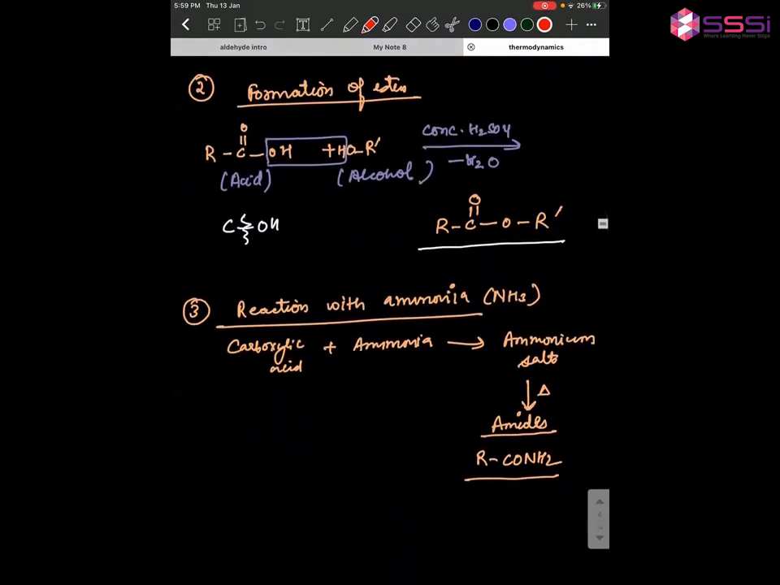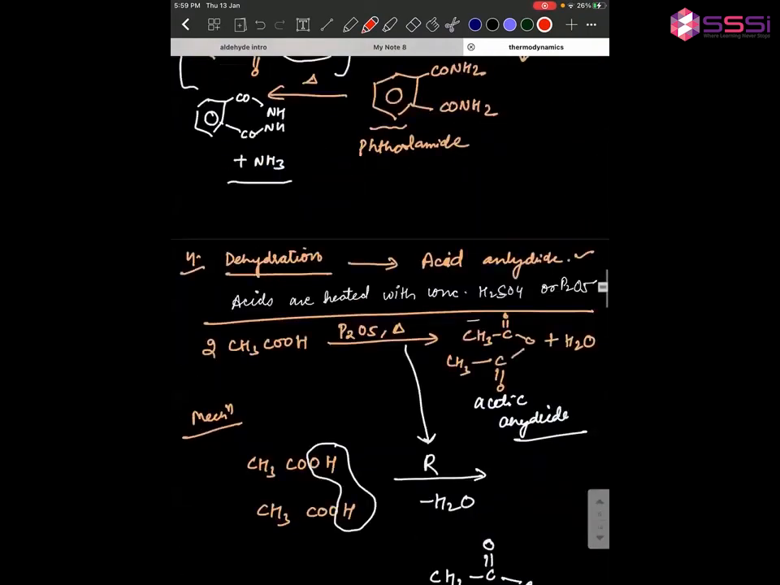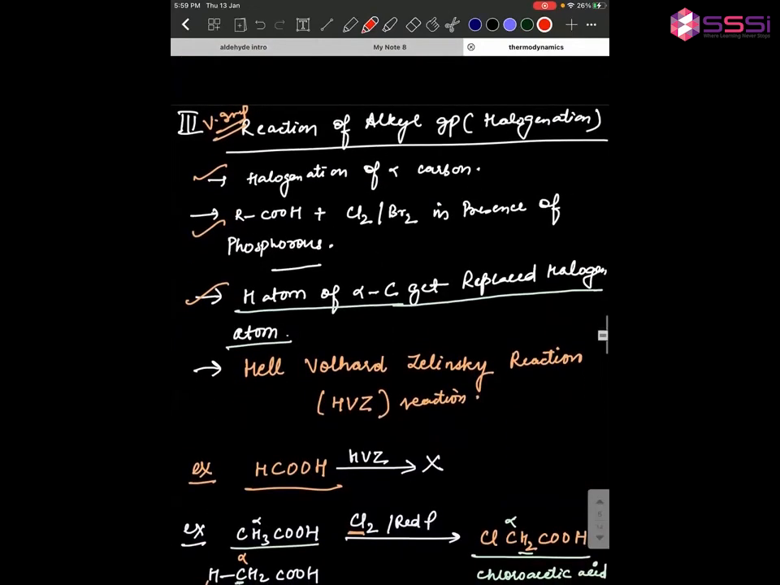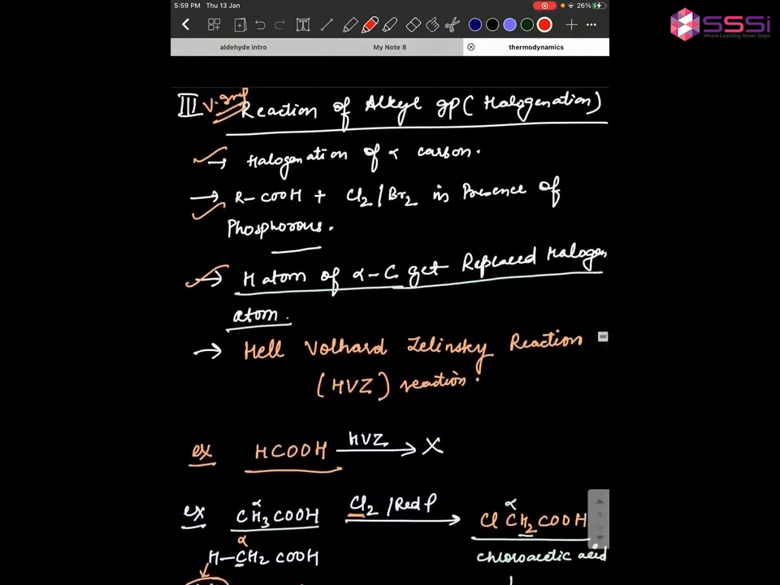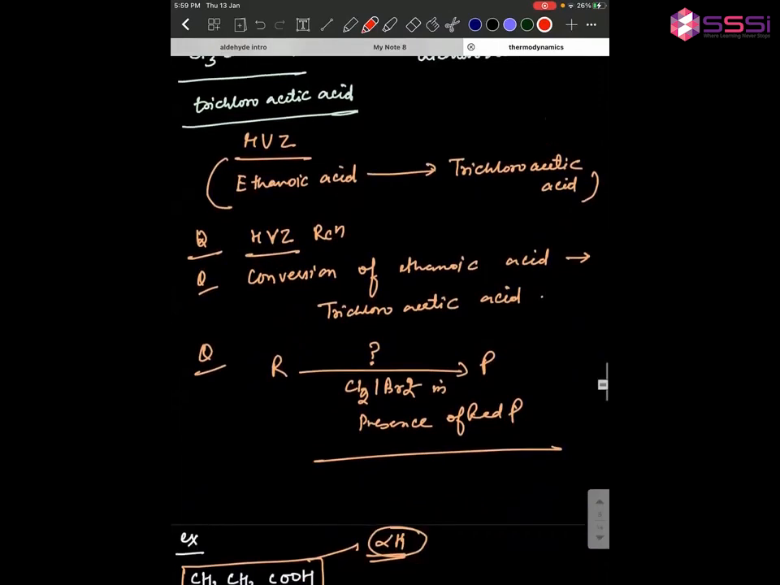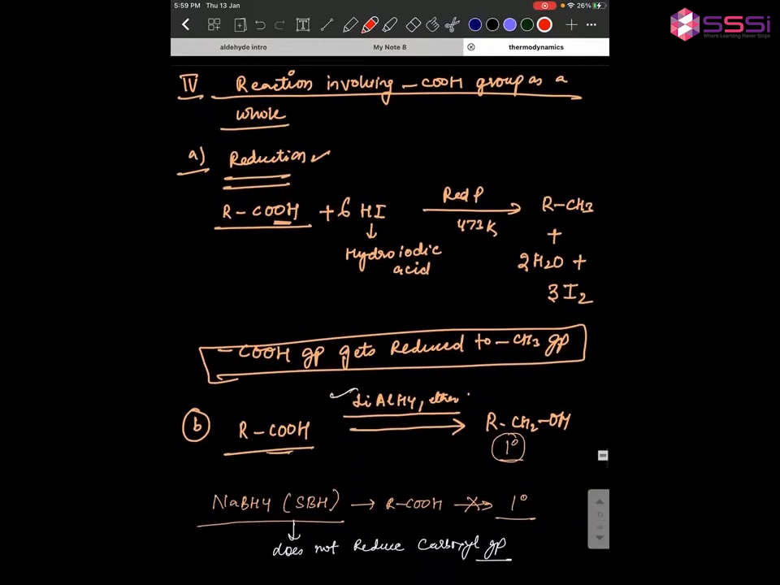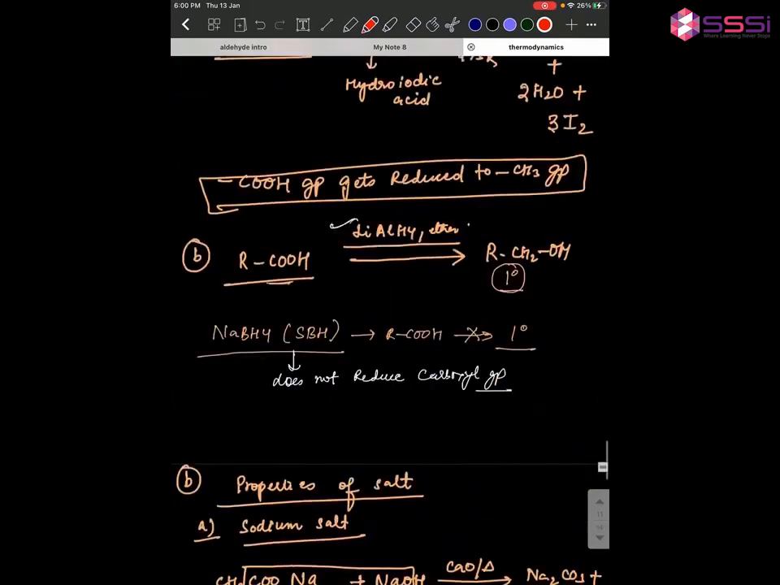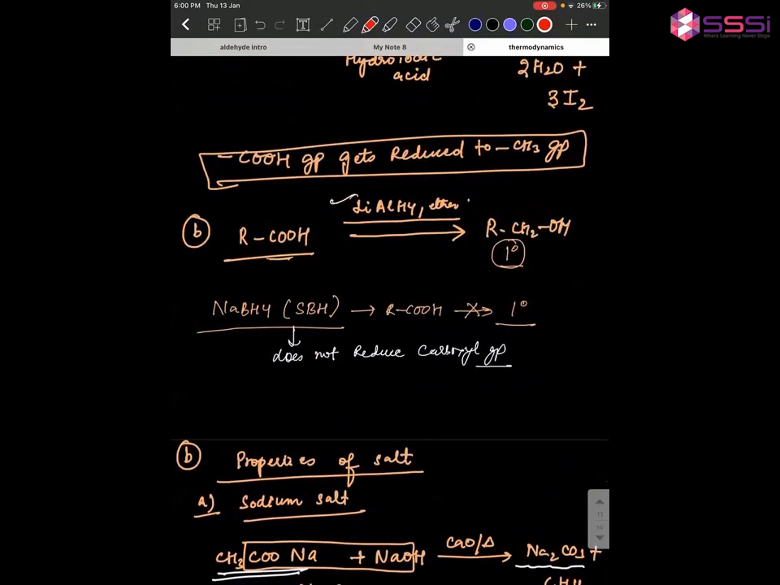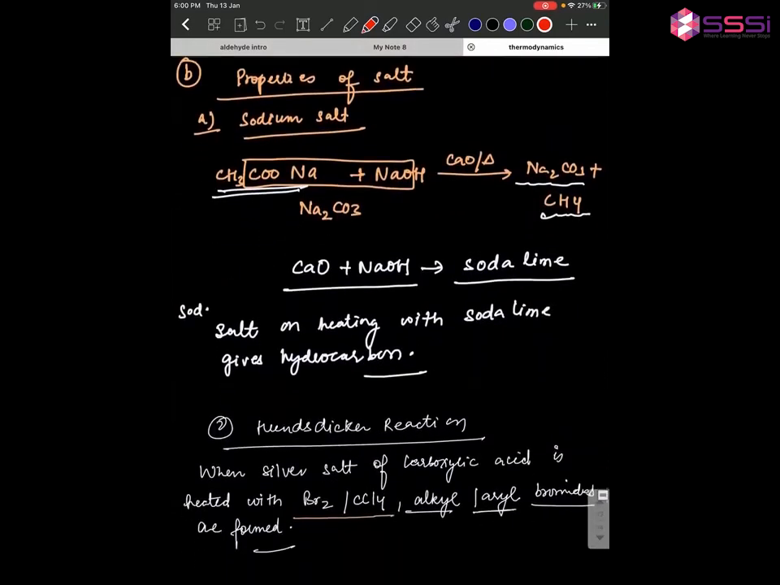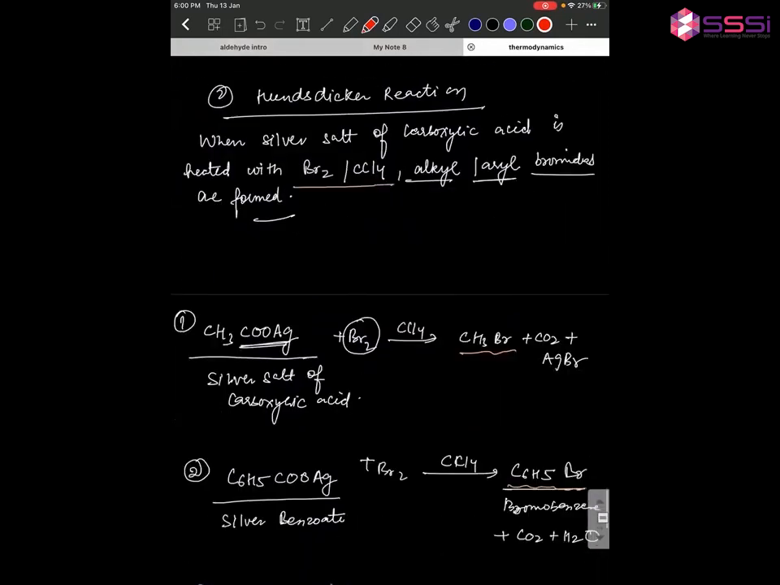The second type was formation of an ester. The third was reaction with ammonia, and the fourth was dehydration. Now the third type, we studied the reaction of alkyl groups, where we studied halogenation and the very important Hell-Volhard-Zelinsky reaction, where the alpha hydrogen was substituted with halogen atom. The fourth was the reaction involving COOH group as a whole. Entire COOH group was being converted. First we studied the reduction of this COOH group to CH3. The second, that this COOH group can be reduced to primary alcohol with lithium aluminum hydride, but not with sodium borohydride.